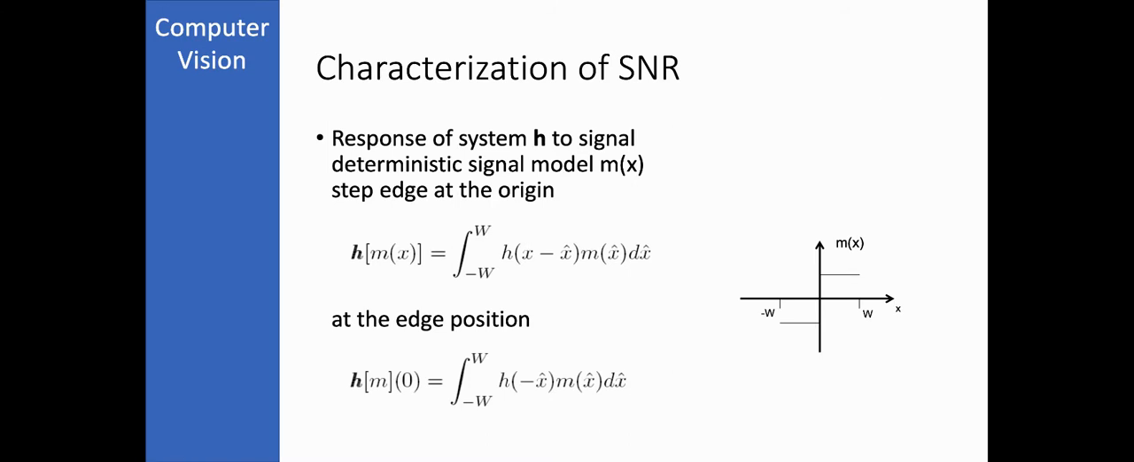The first one was the SNR. So we want a system that actually responds to such an edge very strongly and responds to noise very weakly. So if I talk about the system as H, I want a convolution of H with M. I can define it like this. Okay. So at the edge position, assuming that the edge is at the origin of the x-axis, the response of the filter will be given with this formula here.